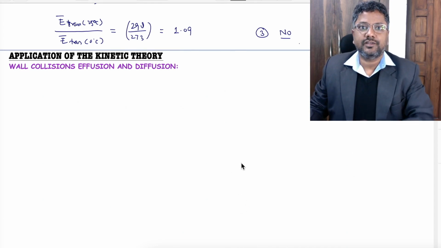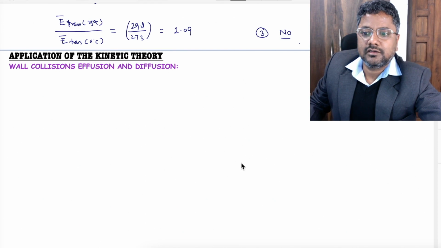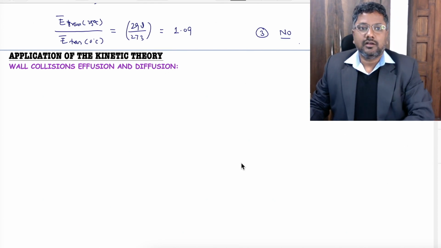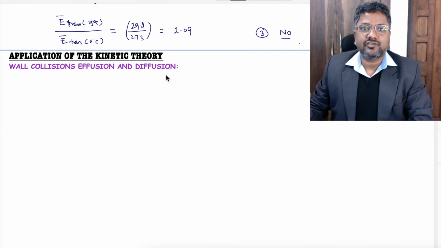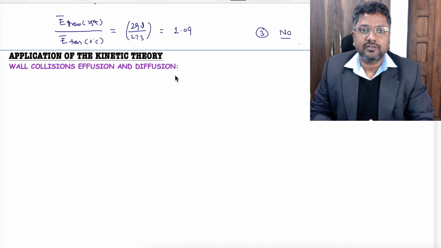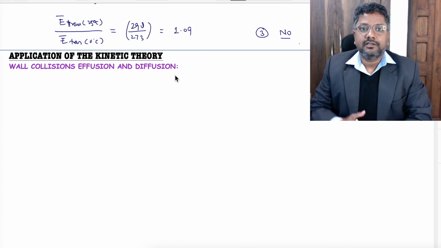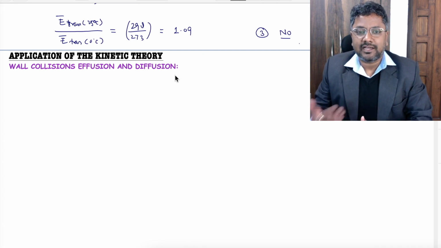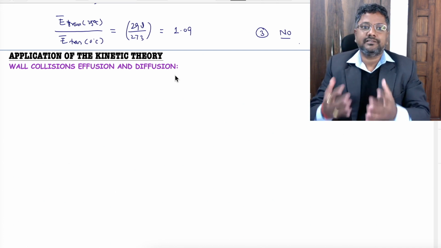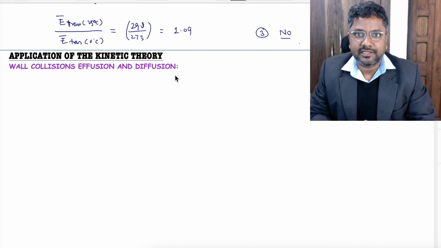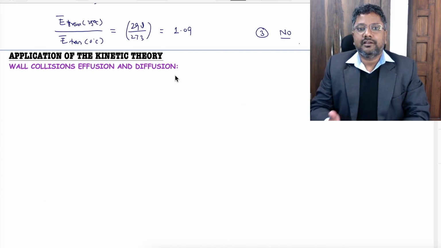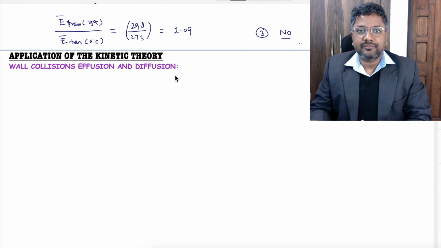Well, dear students, in this lecture, I will discuss this application of kinetic theory. And the major application of this theory is effusion to explain Graham's law. Basically, Graham's law is explained on the basis of this kinetic theory and mean free path, collision frequency, and this is very important to explain the reaction mechanism.